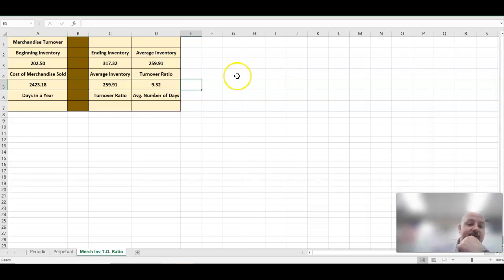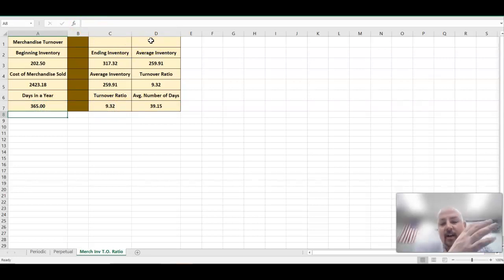Let's see how many days that translates to. The number of days in a year doesn't change. That's 365, and our turnover ratio is what we just found, 9.32. To figure out how many days our product will sit on the shelf, we'll take 365 divided by the turnover ratio. On average, our product will stay on the shelf over the past year for 39.15 days. So 39 to 40 days a product sells. That's a lot of days. That's probably not great for the business, but it is what it is.